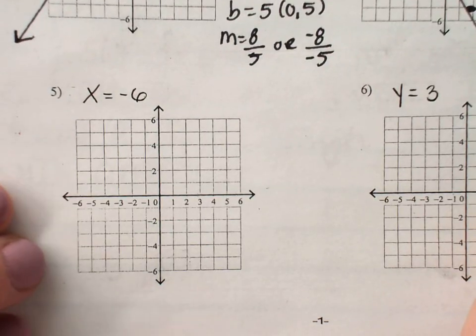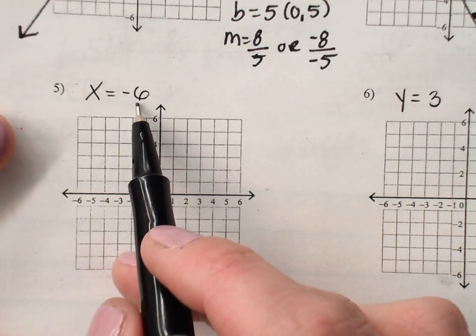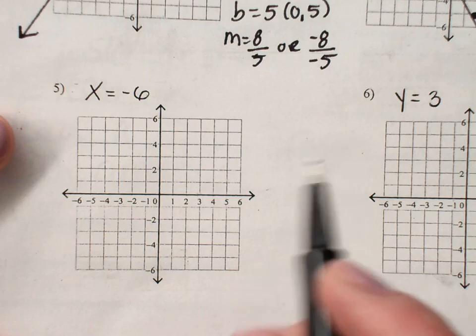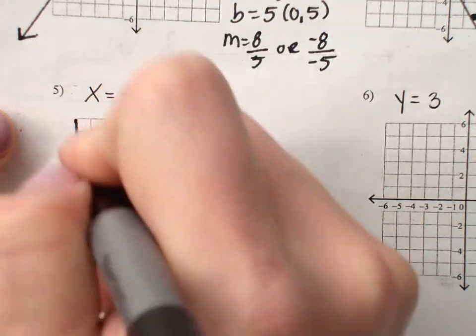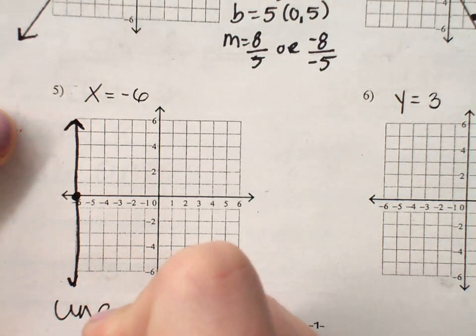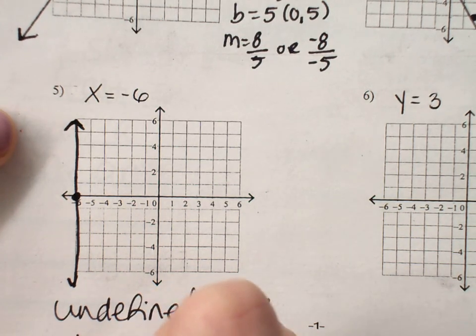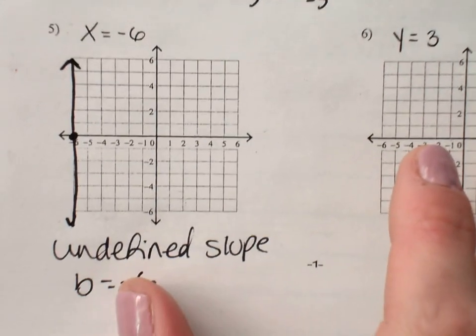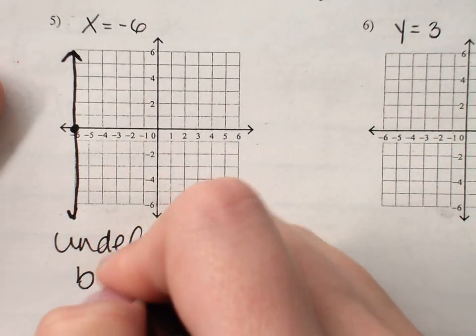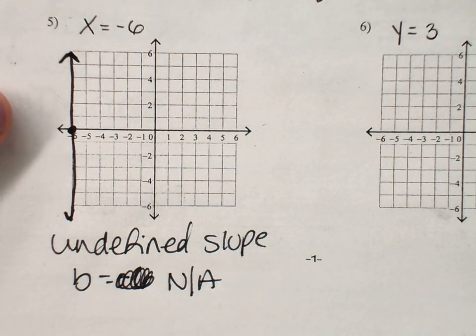Right? And we also need to know how to graph it if it's just x equals negative 6. So we want to look where every x would be negative 6. So my x equals negative 6 would be like this. And remember, that's an undefined slope. And a y-intercept of negative 6. I mean, there is no y-intercept. I'm sorry. There is no y-intercept on this one.